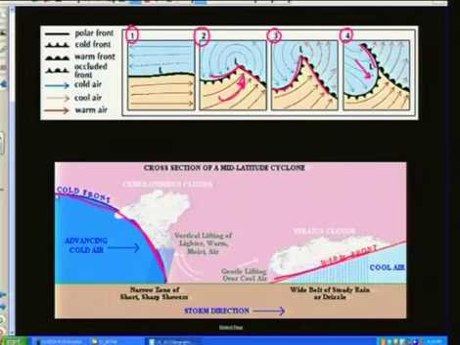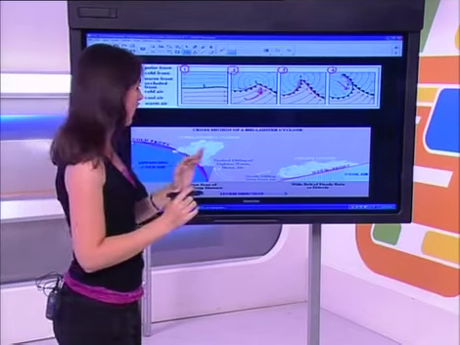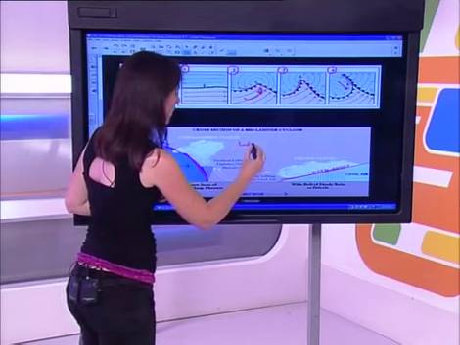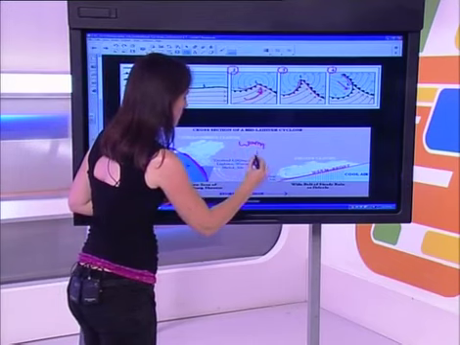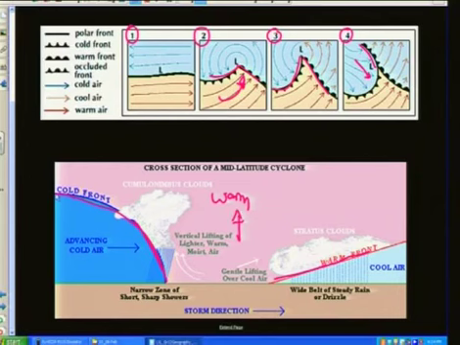Our cloud types will differ because of the fronts that they are forming along. Okay, so here's our warm air over here. That will be rising, remember. Here's our cold advancing air from the cold sector. It will sink and it will wedge in underneath the warm air.